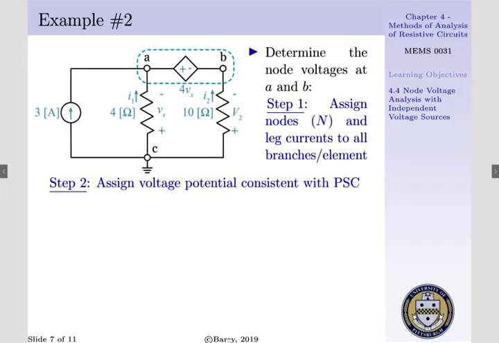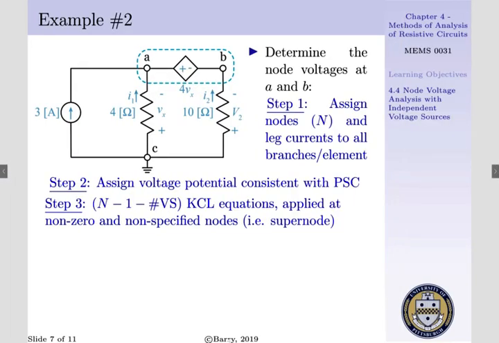Step 2 is to assign our voltage potentials consistent with our passive sign convention. We prescribed I1 based upon Vx, which was already given, and V2 now corresponds to our 10 ohm resistor, where its polarity is based upon the directionality of I2. We put a dashed box around our VCVS such that we recognize that VA and VB are going to be described by the output of 4Vx.